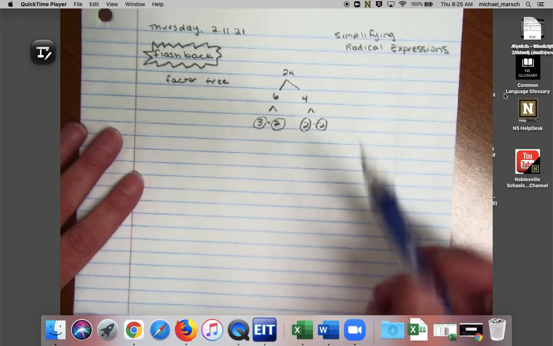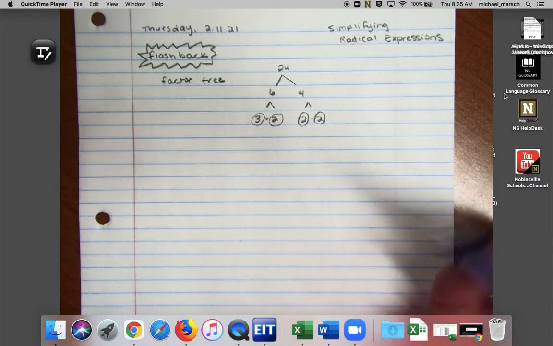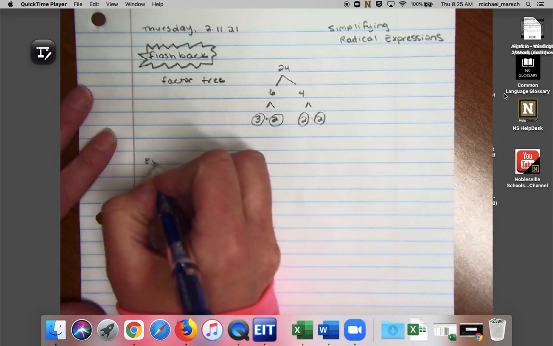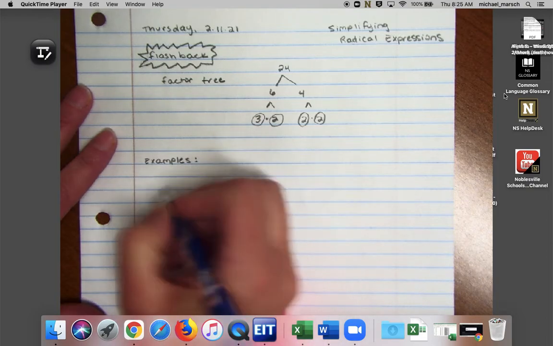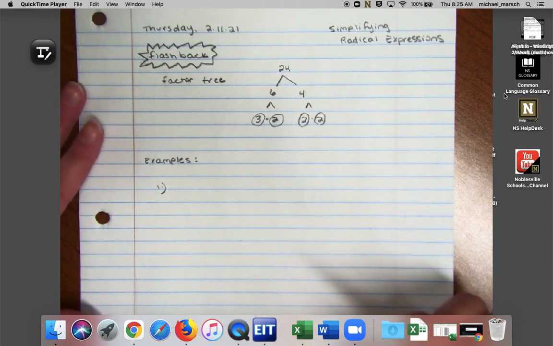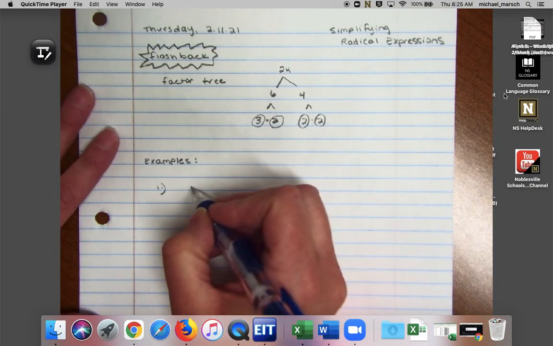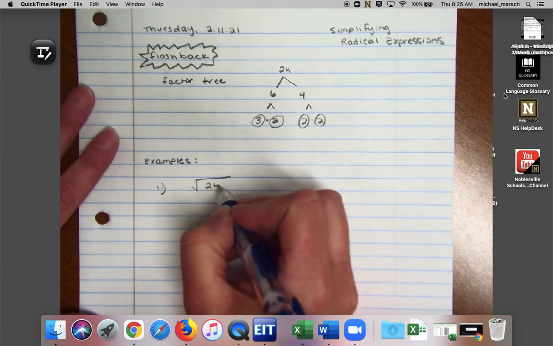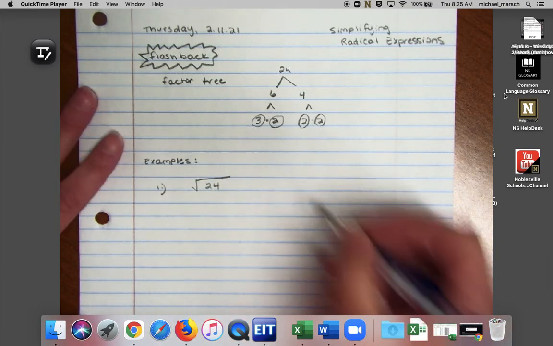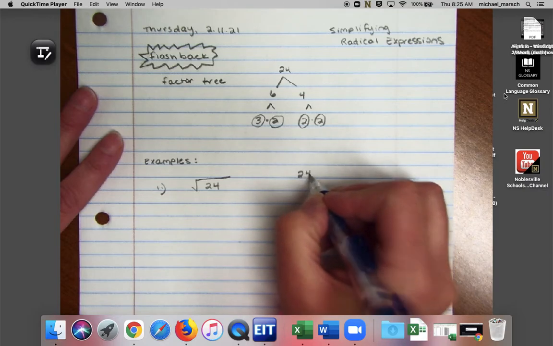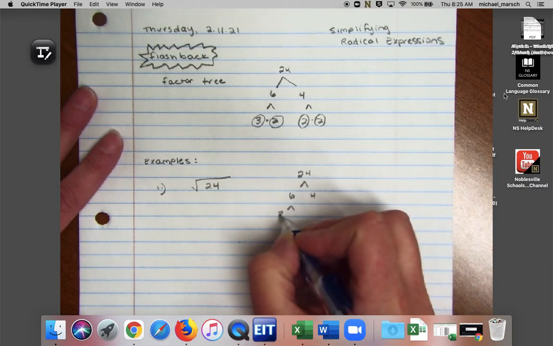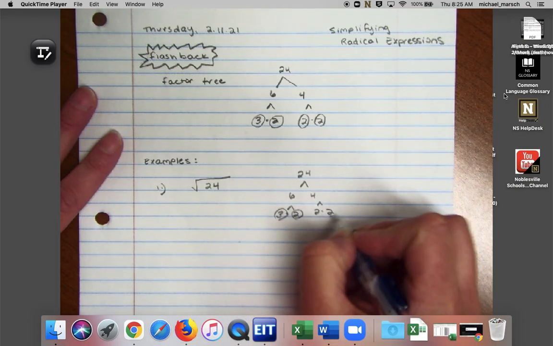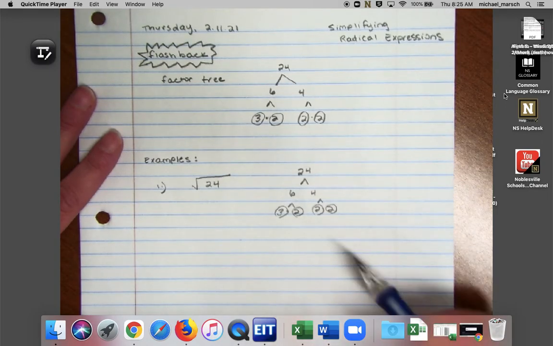So what we're going to do now is continue with simplifying radical expressions, and that requires basically doing factor trees. We just did 24, so let's take the square root of 24. You're probably thinking, how is that the same? We'll rewrite our factor tree here. I've got 6 times 4, so I have my 3 times 2, and my 2 times 2. Those are my prime factors.